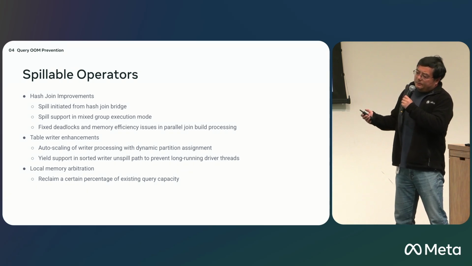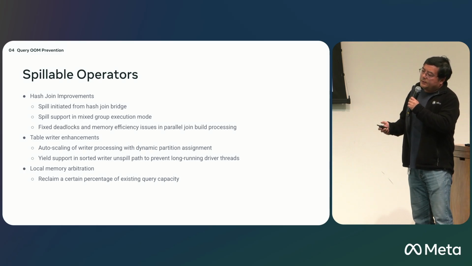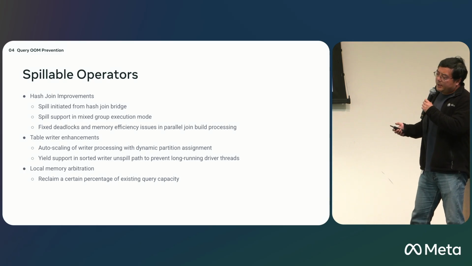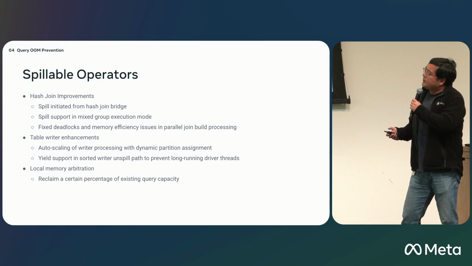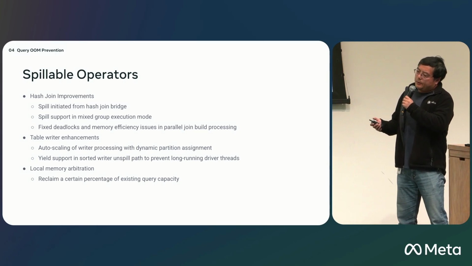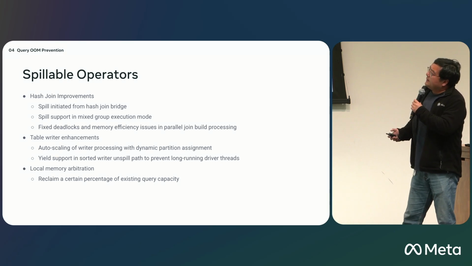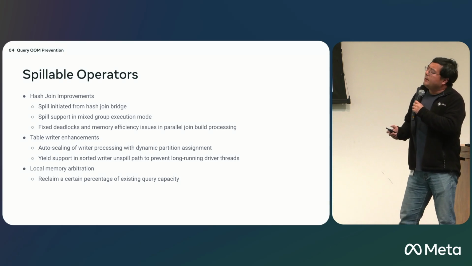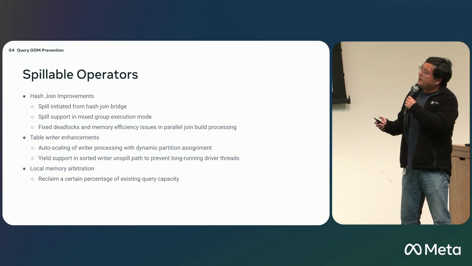We also did a lot of optimization, like fixing the memory efficiency and a deadlock fix around the parallel join build. So this enables us to run the hash join spill reliably and efficiently in production since the end of last year. The other common OOM pattern we see in both LBM and QRT is the table writer OOMs.